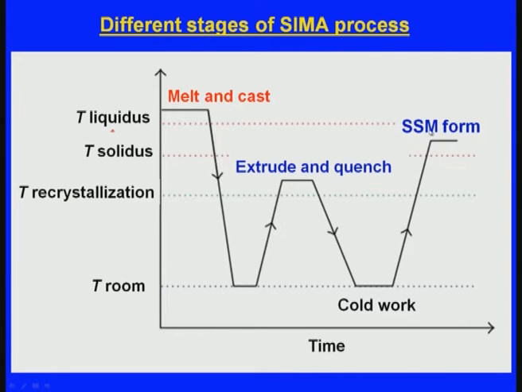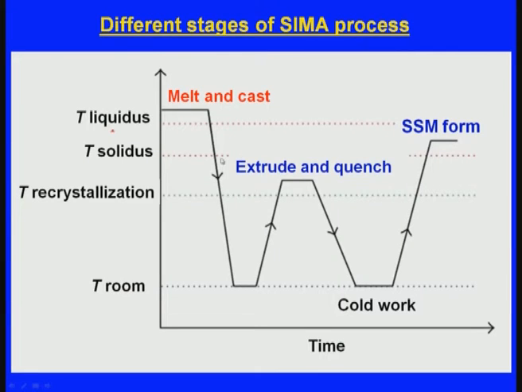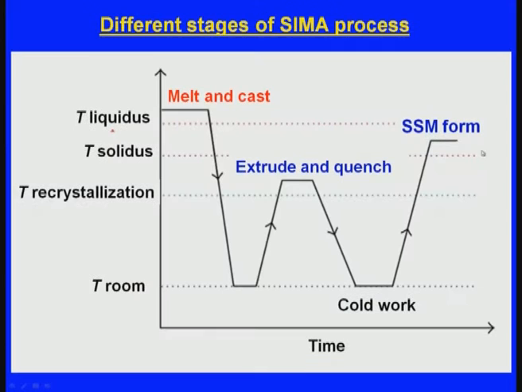Finally, it will be injected into the two dies of the die casting machine between the solidus temperature and liquidus temperature. So, this is the temperature where it will be injected between the two dies. This temperature is the SSM form temperature, between the liquidus and solidus temperatures.